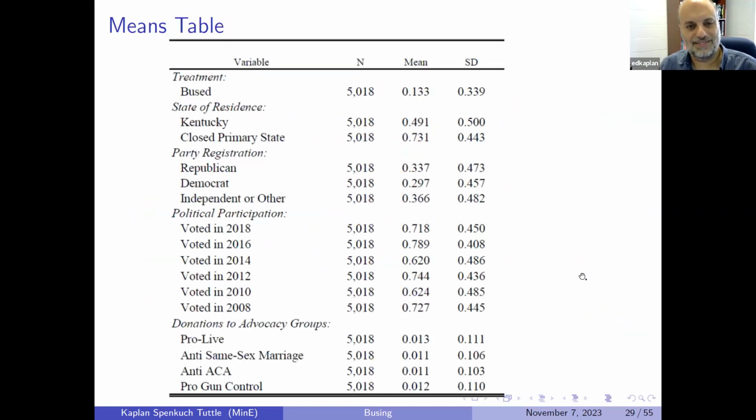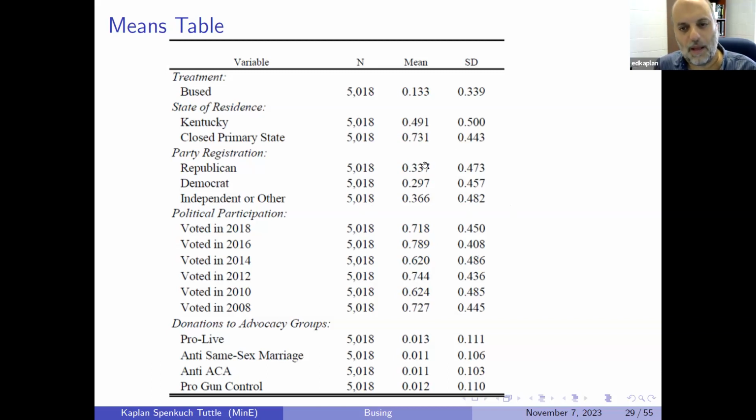All right. So let me quickly show you some summary statistics. We have 5,018 people. 13% of them were bussed. 49% of them live in Kentucky currently, or at least as of our most recent merge. 73% of them, so the vast majority, live in a closed primary state. And that roughly is because half of them still live in Kentucky, and then about half of the population lives in a closed primary state.